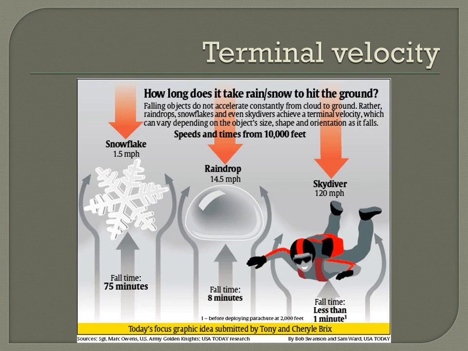Years ago, I worked for USA Today as the weather editor for the newspaper, and someone had sent in a question about the terminal velocity of a snowflake. I thought it was an interesting question, and I wound up doing a graphic which compares the terminal velocities of various objects, in this case a snowflake, a raindrop, and a skydiver. Now I want you to understand why they have different terminal velocities.